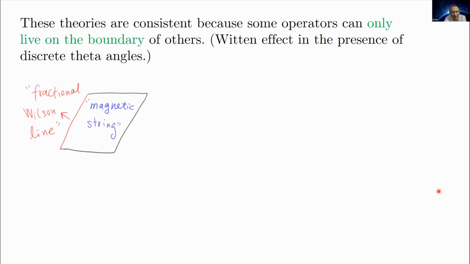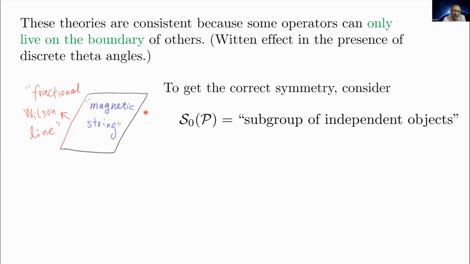theta angle. In the 5D theory example, on the boundary of the magnetic string, you will have something that has fractional charge under the one-form symmetry. So it can be a fractional Wilson line, for example. And the fractional Wilson line will not be properly quantized, but that's completely fine. So to get the correct symmetry for the theory, we need to consider a subgroup of independent objects, and the symmetry will be the dual of this.